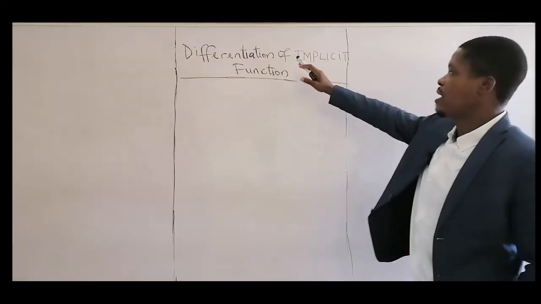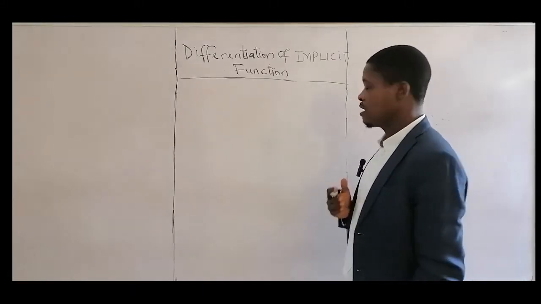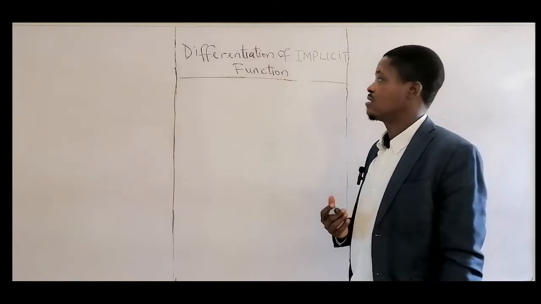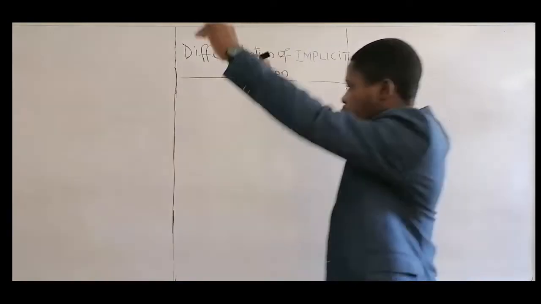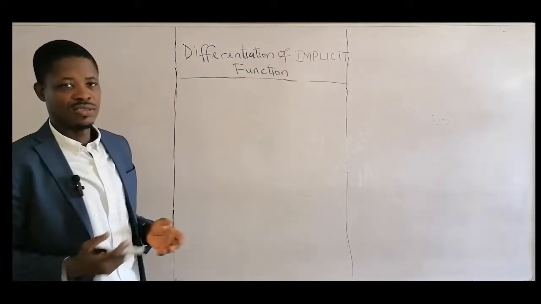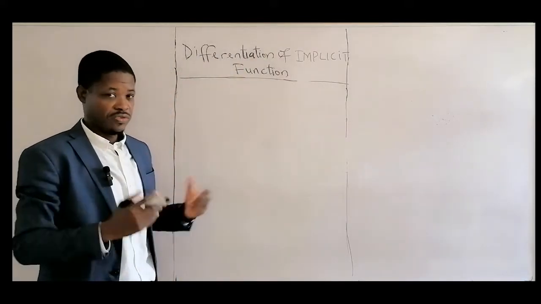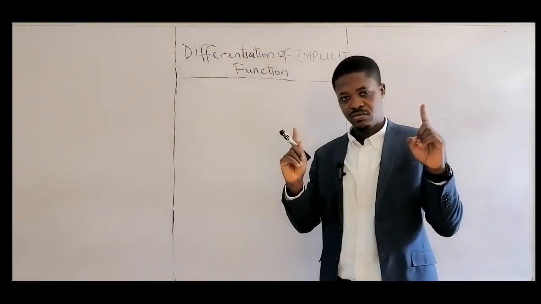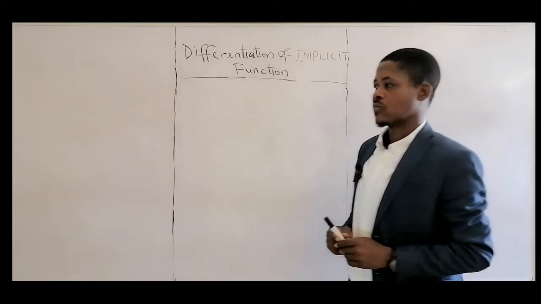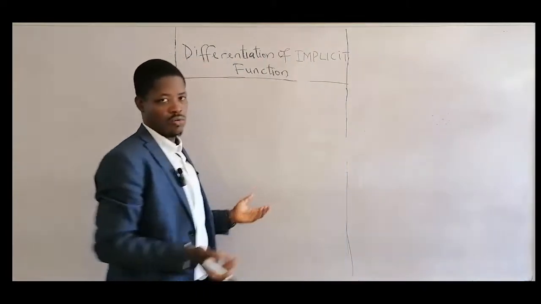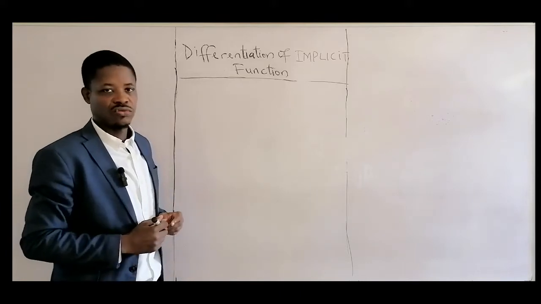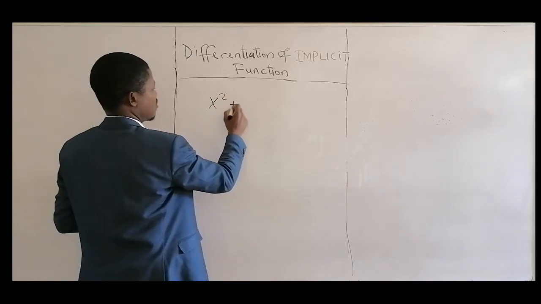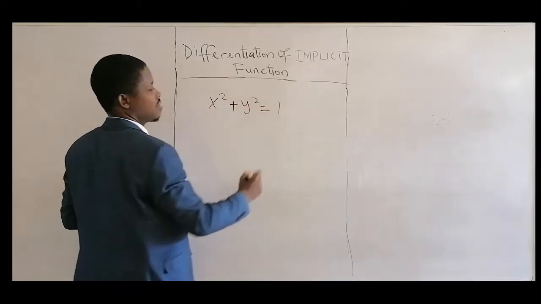We're looking at implicit differentiation, okay? Differentiation of implicit function. If you look at all our previous differentiations in previous videos, it has been a differentiation of just one variable, okay? But here, you'll be having two or more different variables, okay? So look at here now, x squared plus y squared equal to 1.